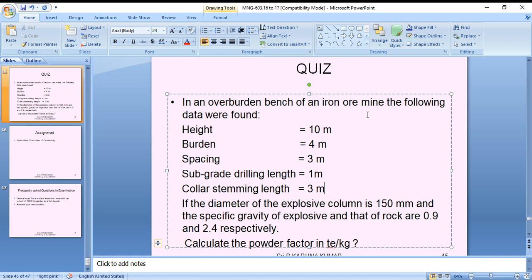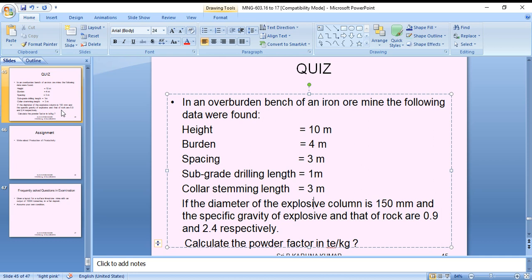So we have calculated the volume of one hole, how much volume we will get, divided by the explosive required. What is the explosive column? A 100 mm diameter is the explosive column. The explosive grade and its specific gravity are also given, so the volume is divided by the quantity of explosive, then we get the powder factor. By this formula we can simply calculate this simple example.